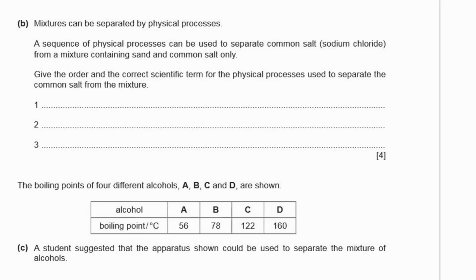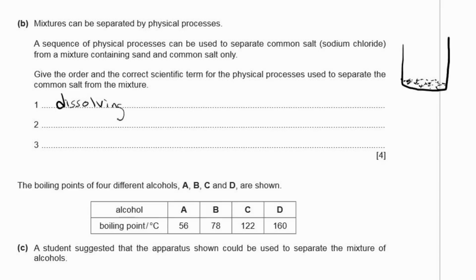B. Mixtures can be separated by physical processes. A sequence of physical processes can be used to separate common salt, sodium chloride, from a mixture containing sand and common salt only. Give the order and the correct scientific term for the physical processes used. Physical processes means there's no reaction happening. If you have a beaker with some salt and some sand, you can't exactly pick the 2 out. But sand does not dissolve in water and salt does. So the first thing you want to do is dissolve the salt.